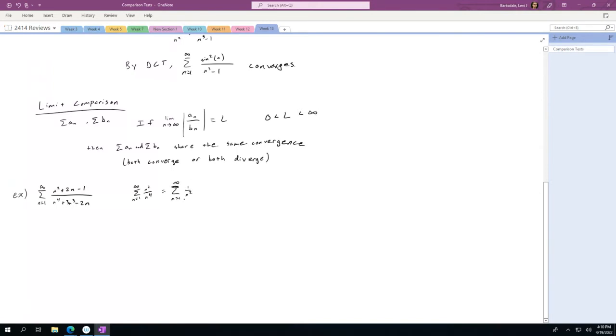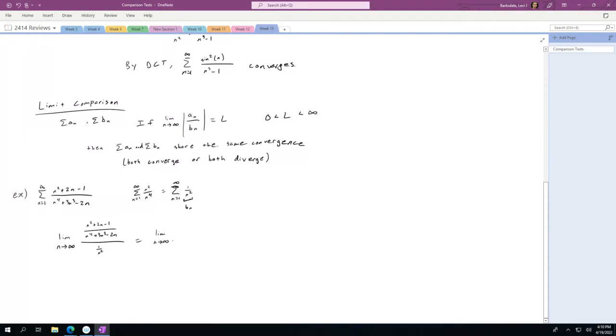That simplifies to 1 over n squared. So my 1 over n squared then is my b sub n. So now if I take the limit as n approaches infinity of my a sub n, which is (n squared plus 2n minus 1) all over (n to the 4th plus 3n cubed minus 2n), over my b sub n, which is 1 over n squared. This is the limit as n goes to infinity.